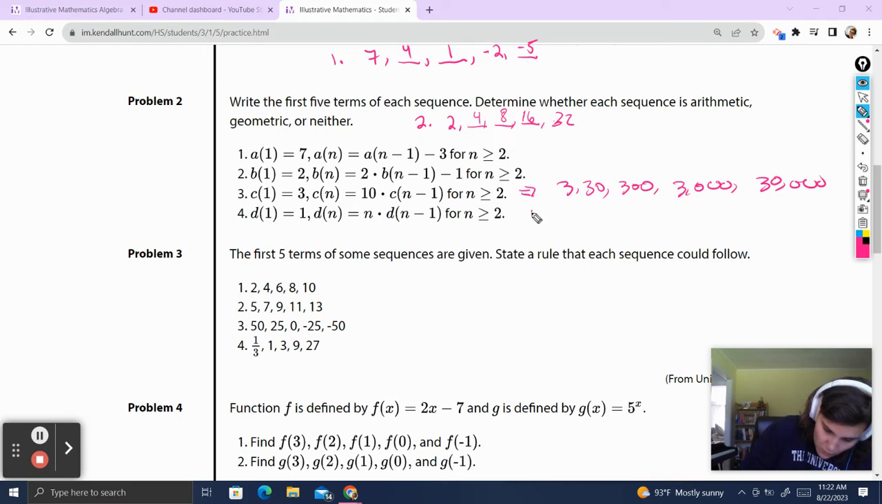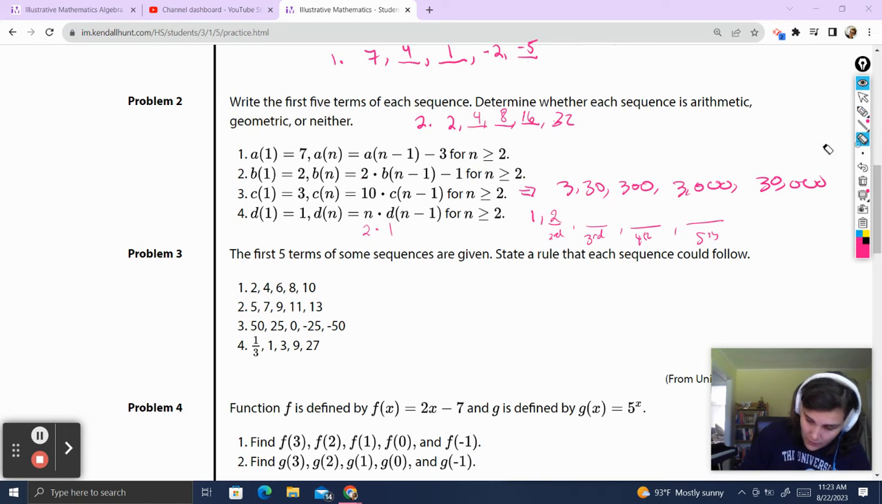Our first term is 1. The next term is going to equal whatever place value that term is times the previous term. So this over here, this is the second. This guy is going to be the third. This is going to be the fourth. This is going to be the fifth. So in this case, for the second term, it's going to be 2 times the previous term, which is 1, so 2.